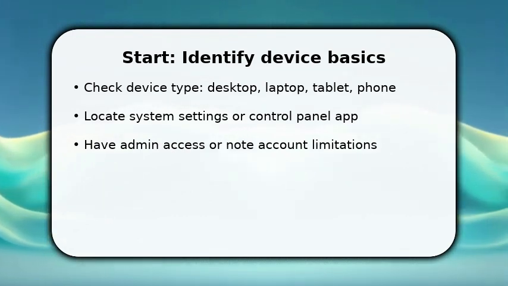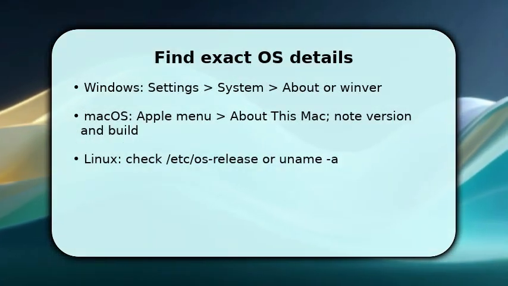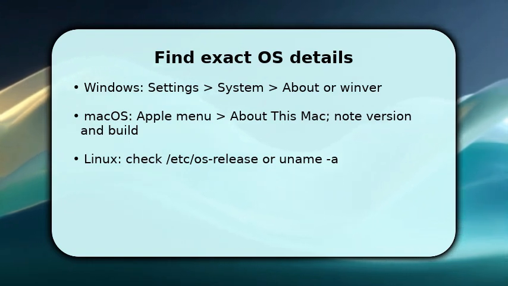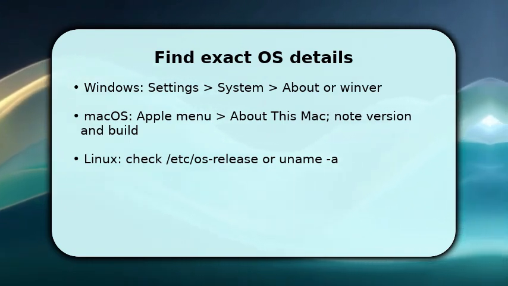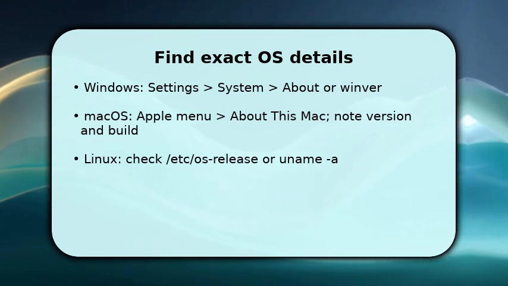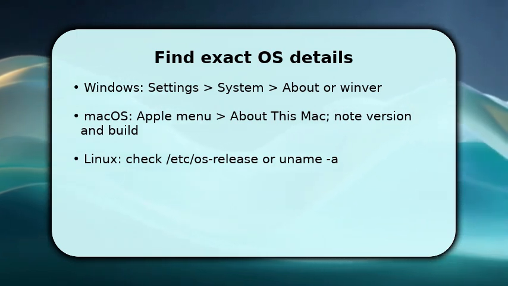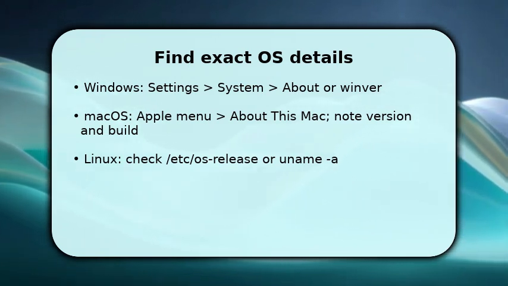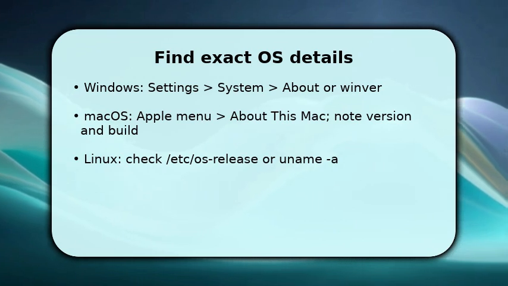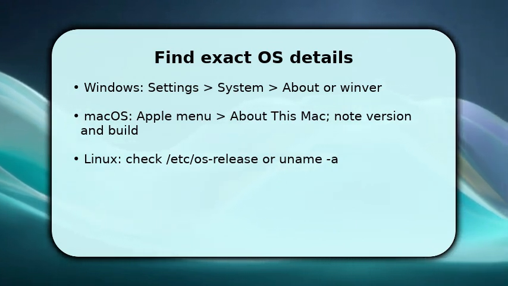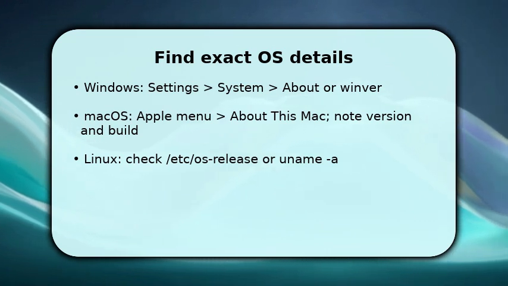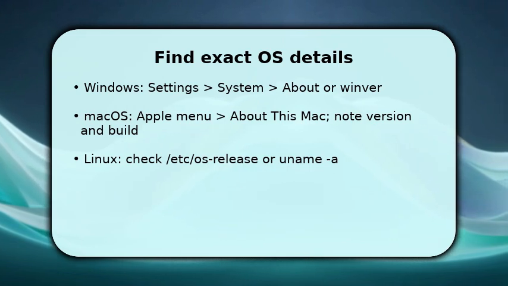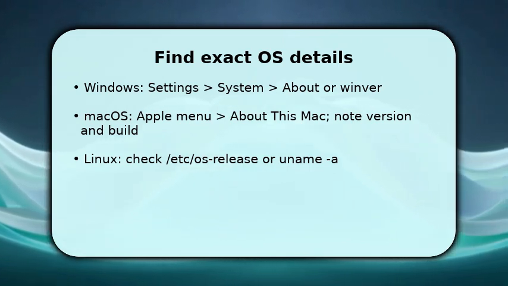checks that follow. Now dig into exact version details so you know what to fix or update. On Windows, open Settings, System, About, or run winver. Read Edition and Build. On macOS, use Apple menu, About This Mac to get version and chip info. On Linux, open a terminal and check /etc/os-release or run uname to see kernel and distro name. Once you have the version, write it down or take a screenshot. That precision guides downloads, updates, and troubleshooting steps.